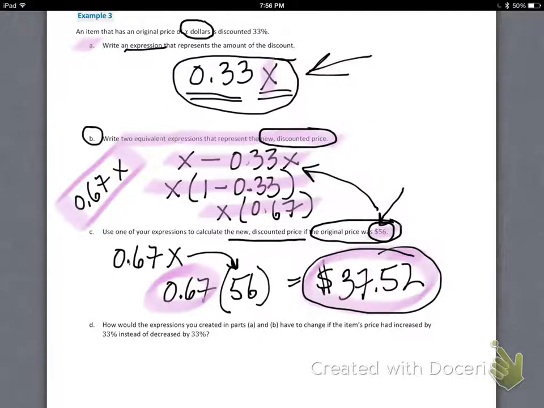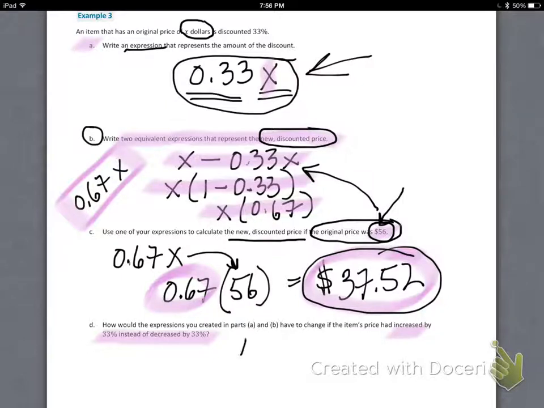Okay, so here this question D is interesting. Hopefully it's not too much for you right now, but I'm going to ask it anyway and go ahead and have you use it. We'll probably be applying it in the near future. And it asks here, how would the expressions you created in parts A and B have to change if the item's price had increased 33% instead of decreased?